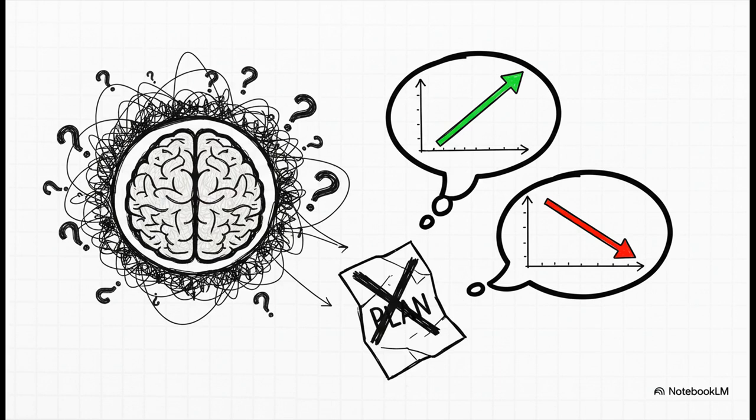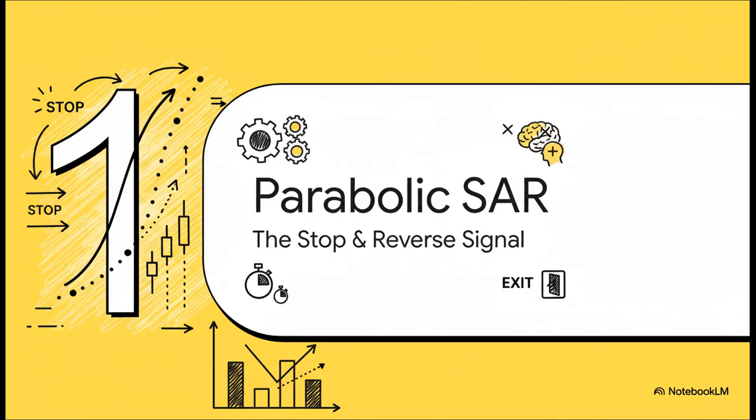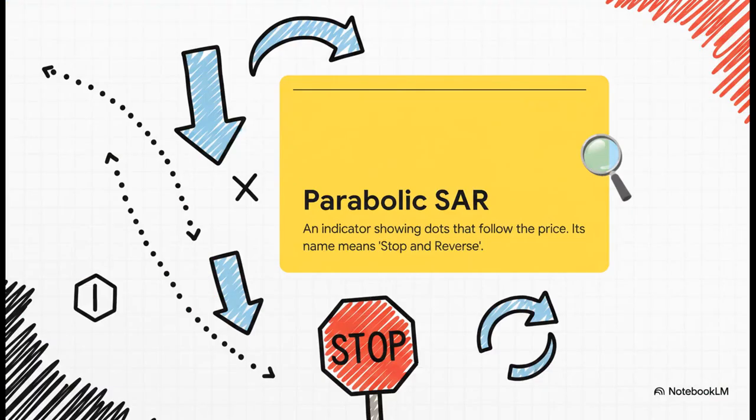But what if there was a tool that could help take all that emotion out of the equation? Well, that tool is the Parabolic SAR. It was designed to give traders a more mechanical, way less emotional system for figuring out when to exit a trade. Now, what's really cool about this is its whole purpose is baked right into the name. SAR stands for stop and reverse. And that's not just some clever acronym, it's a direct instruction.